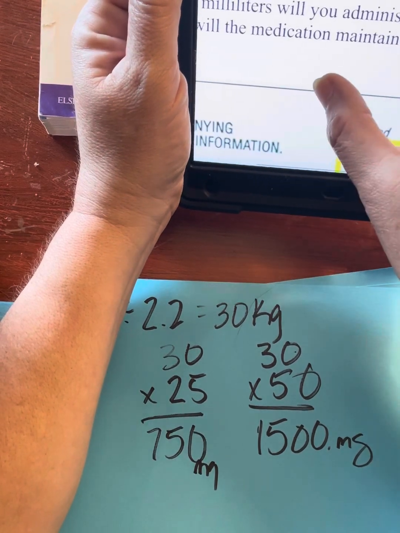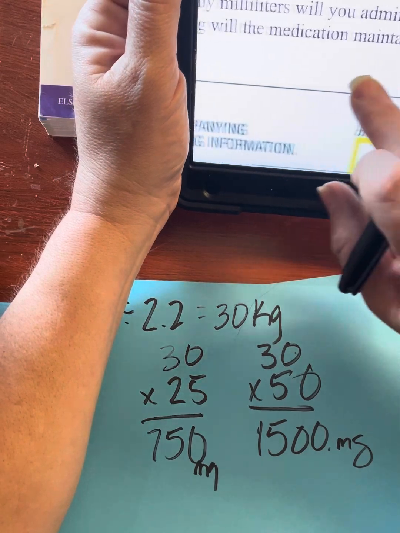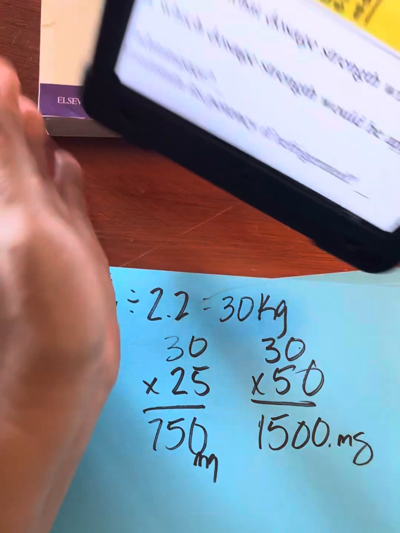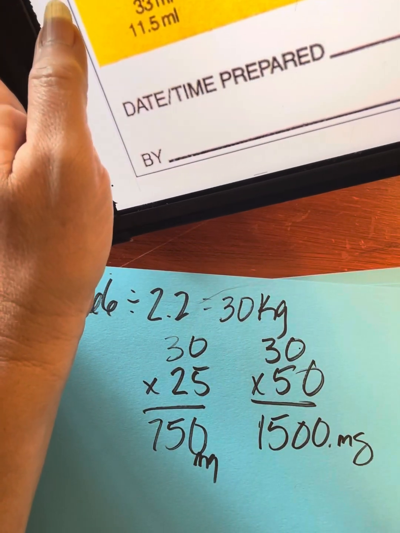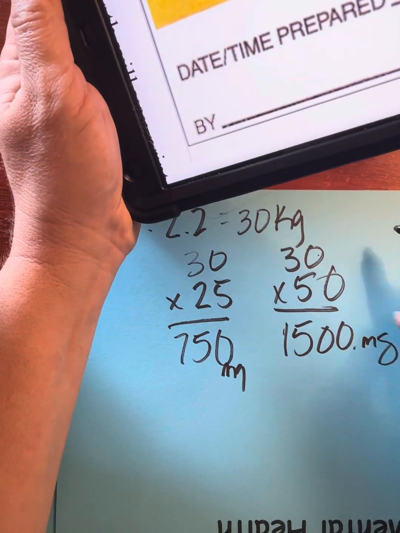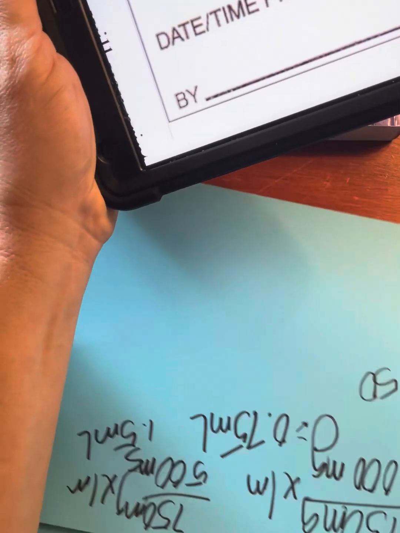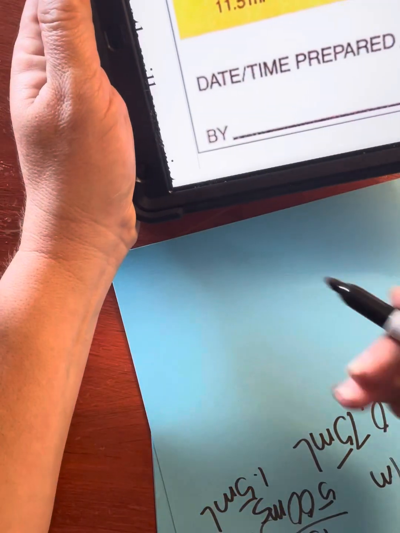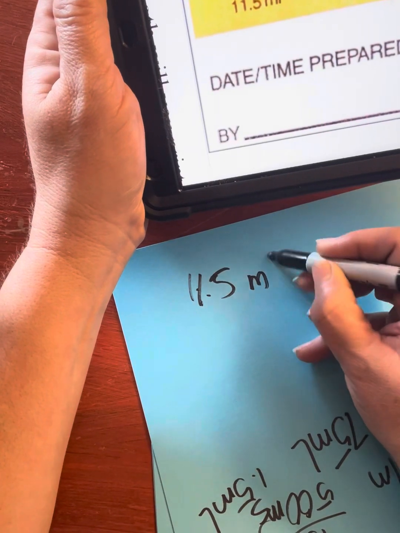How many milliliters will you administer? How long will the medicine keep in the refrigerator? I'm adding 11.5 milliliters. I'm trying to hurry because my grandbaby's coming. We're going to play. So 11.5 mLs.